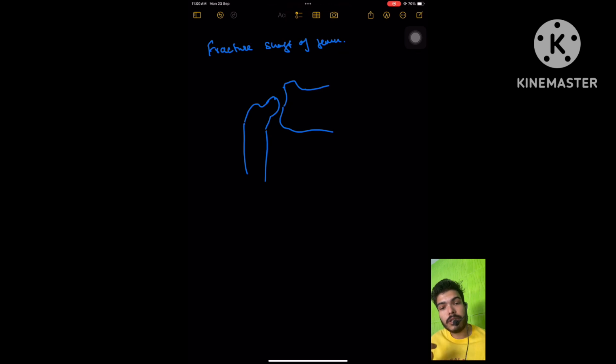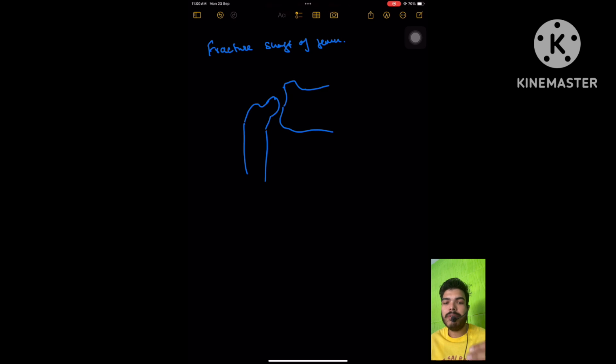Whenever we talk about intertrochanteric fracture, the major complication is it can go under malunion, and there might be a coxa vara type of deformity. And whenever we talk about fracture of the shaft of the femur, the most common thing to be thought of is fat embolism syndrome. It is fat embolism syndrome.